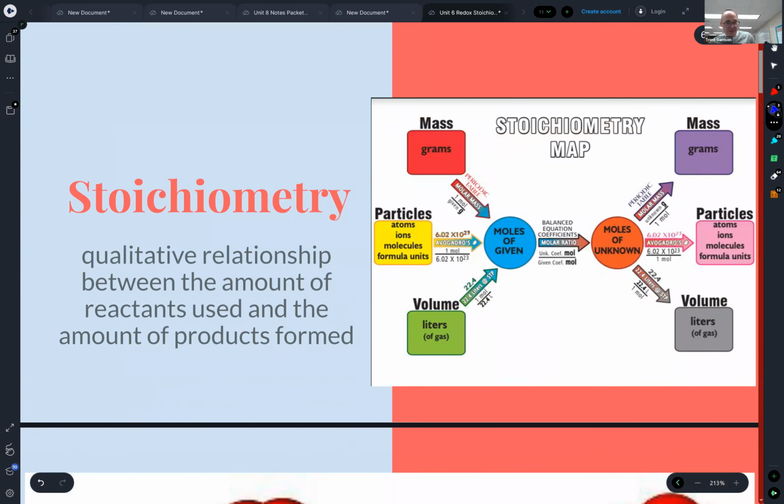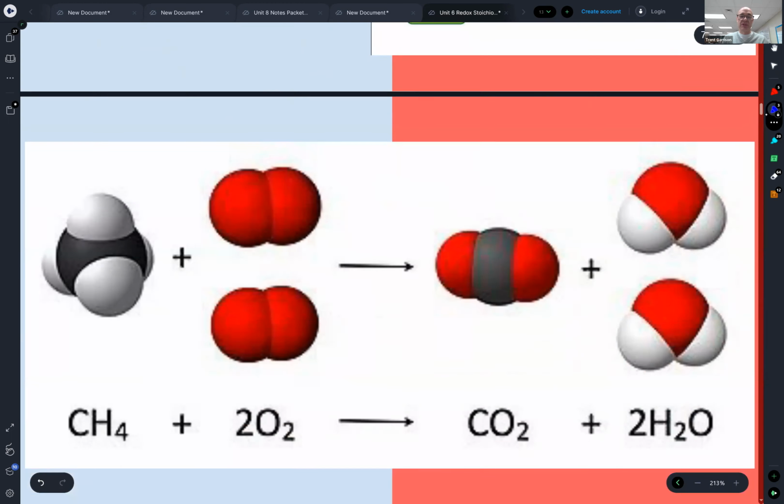So, giving definition to stoichiometry. Stoichiometry is this relationship between the amounts of reactants that are used and the amount of products that are formed. So we're trying to establish some mathematical way to convert amounts on the left into amounts on the right, and they are different compounds. So that's going to make it a little bit more challenging. It's not just as straightforward as using the mole map.